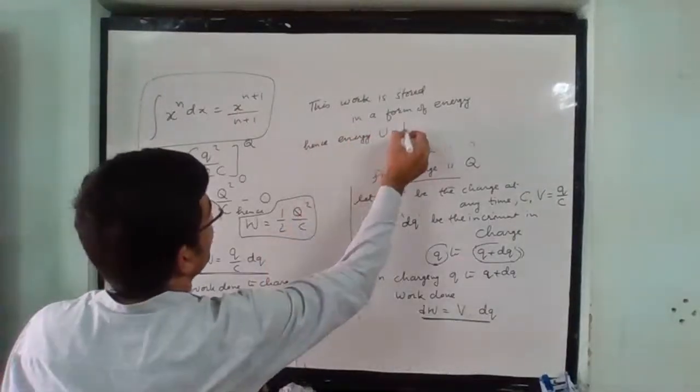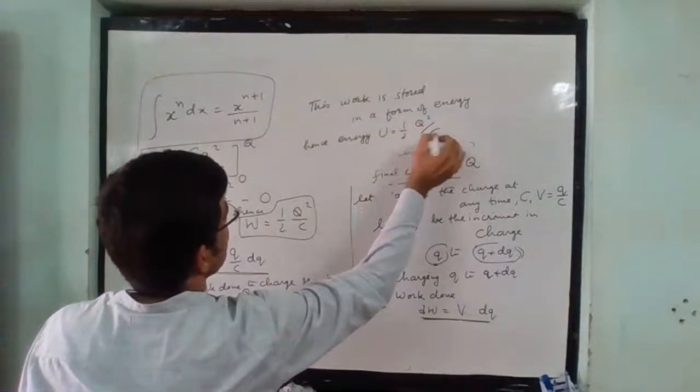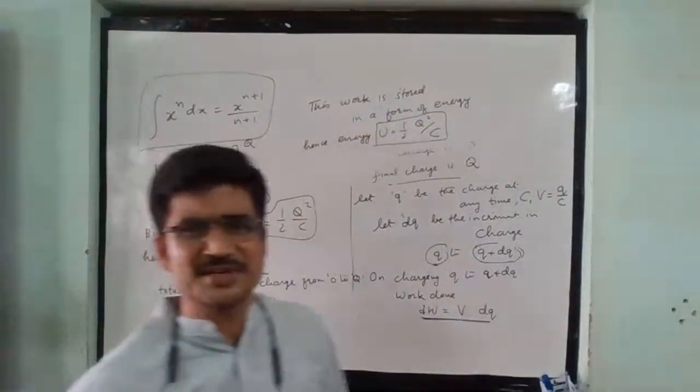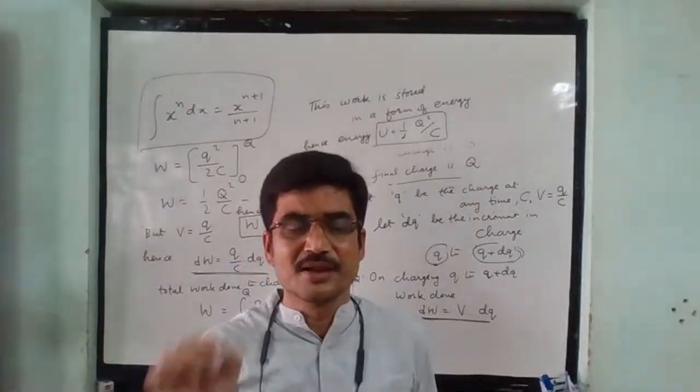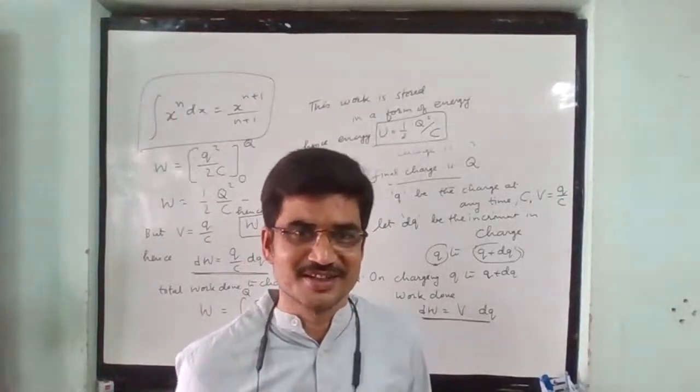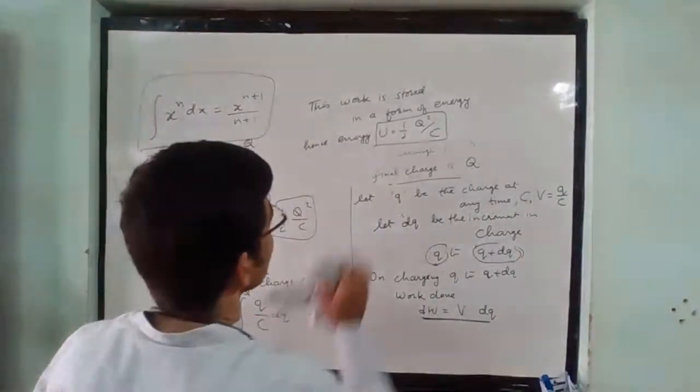this energy is half Q square by C. You have to remember this formula for energy. One question is asked every year as far as the energy is concerned. Every year one question is asked. Okay, now one more thing.